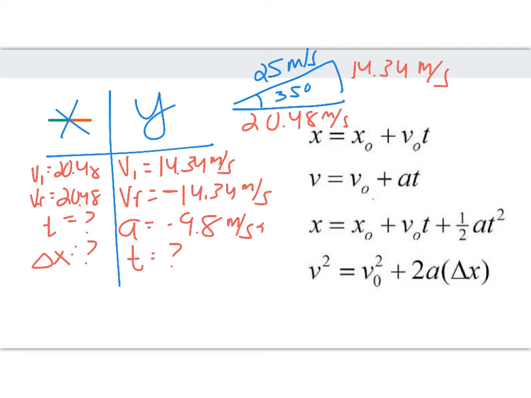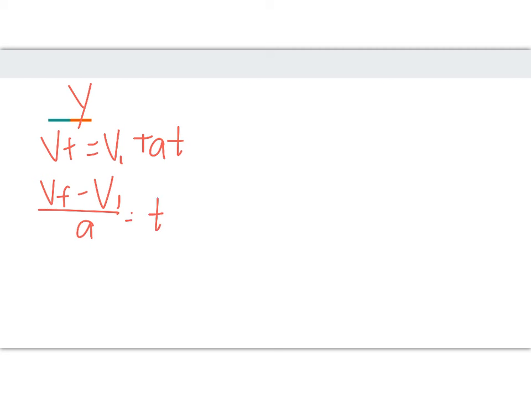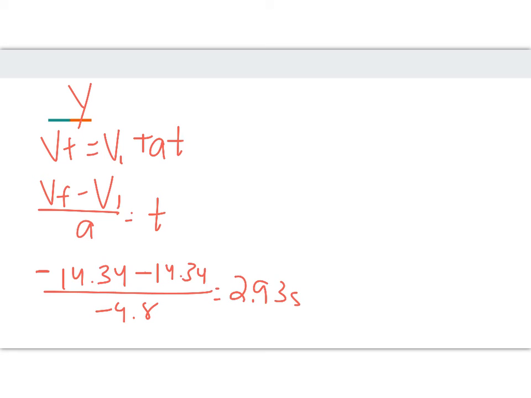All right, so which equation am I going to use? Well, I should use this one because I do not have delta x. So we're solving in the y direction right now, and I'm using my first kinematic equation. Okay, so I'm solving for t, so we need to rearrange our equation to solve for t, and then we plug in from there. Now I'm going to show you what this looks like plugged in. So I'm going to get negative 14.34 because that's my final, minus 14.34 over negative 9.8. My answer should be a positive 2.93 seconds.